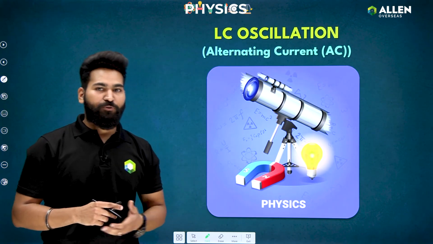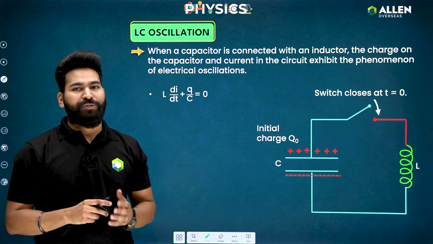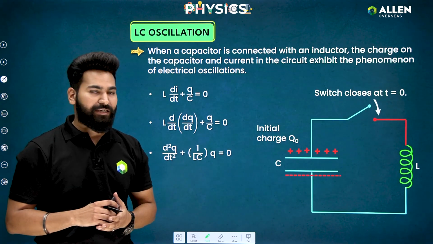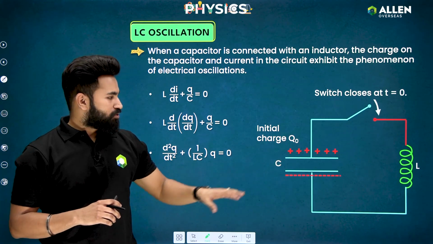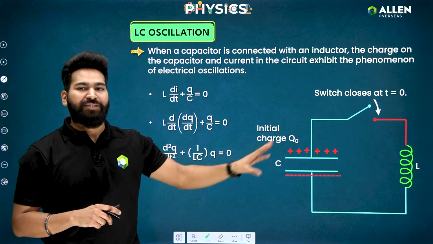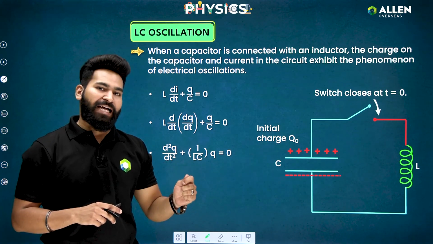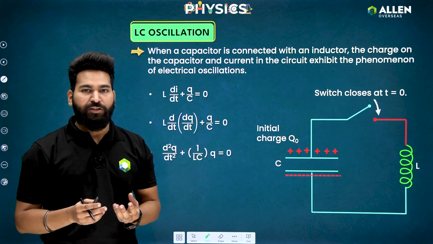Okay, so moving forward to the topic, we all know that you must have studied in the chapter alternating current that whenever a capacitor and an inductor are connected together, whatever energy is stored in the capacitor keeps oscillating between the inductor and the capacitor. Okay, oscillating, you all must understand the meaning of oscillations.